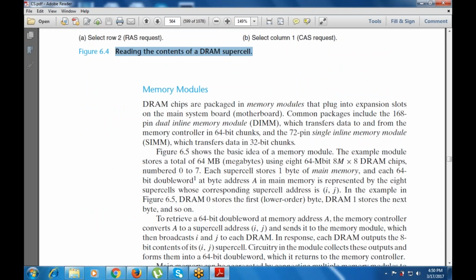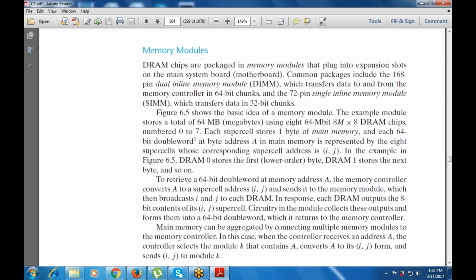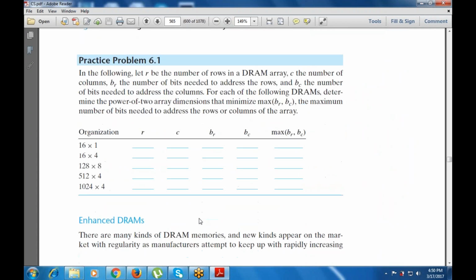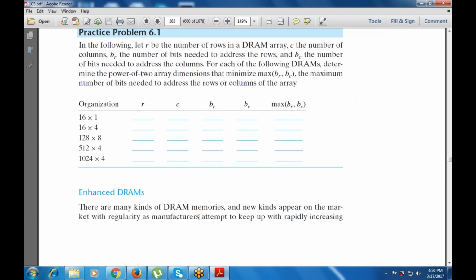Then memory modules, such as a single inline memory module, SIMM, transfer data in 32-bit chunks. Now next is enhanced DRAM, that means enhancing or using more DRAM. There are many kinds of DRAM memories.